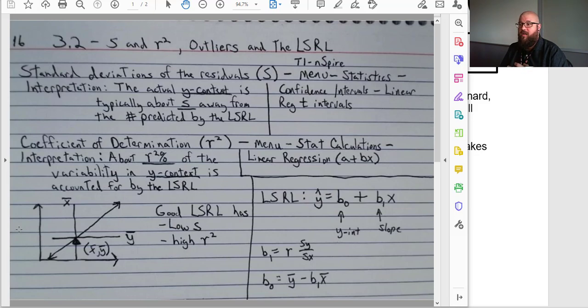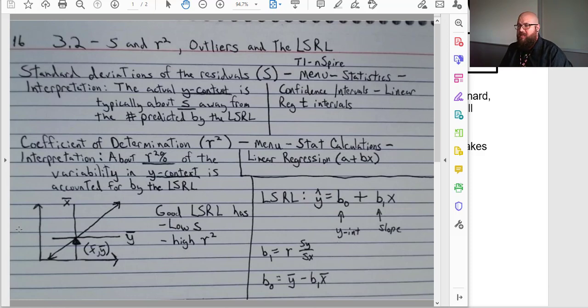So that's why you want a low standard deviation of residuals, so there's not much space between the actual and the predicted. If that is low, then most of those points are probably going to fit and actually touch that line. So the percentage of data points that fall on that line is going to be high. That is why it says a good least squares regression line has a low standard deviation of residuals and a high coefficient of determination. And we'll play around with that here in a little bit.